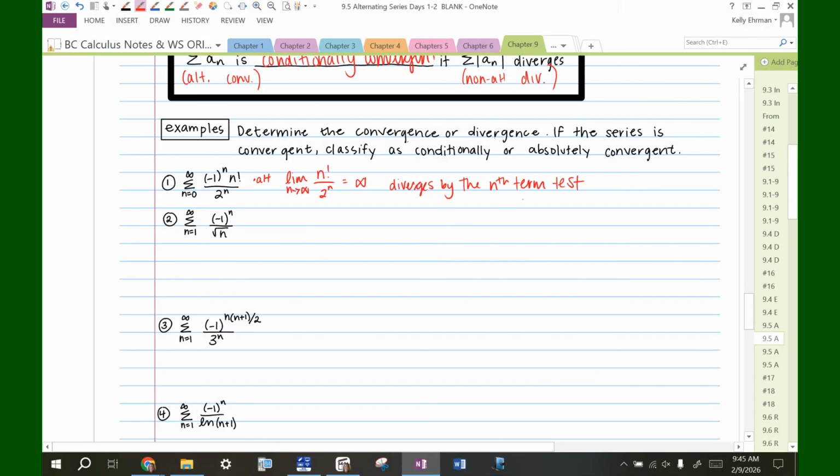The nth term test can be looked at in absolute value, so you don't need to incorporate the -1 piece of it. All right, so we don't worry about conditionally or absolutely if the original alternating one doesn't even converge. All right, so let's go to this one.